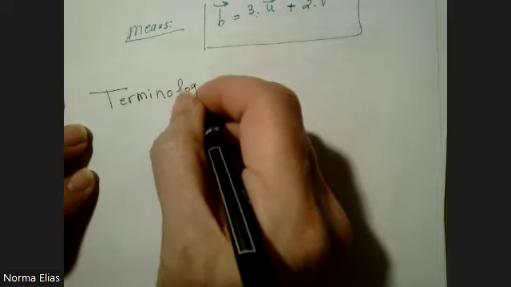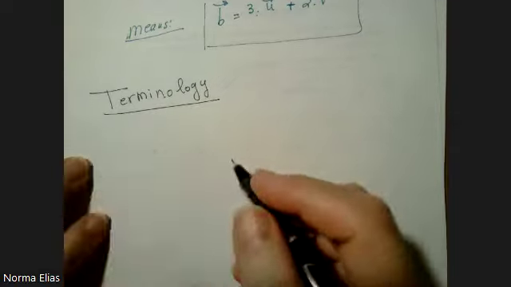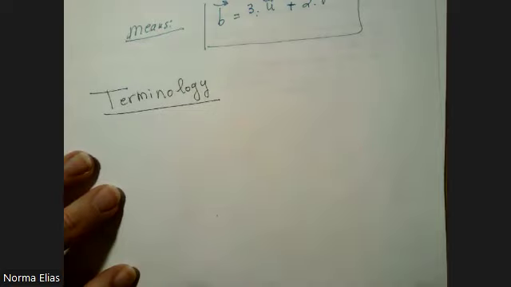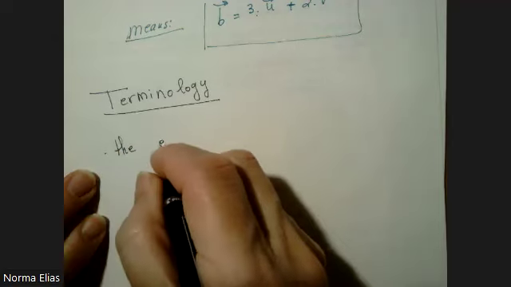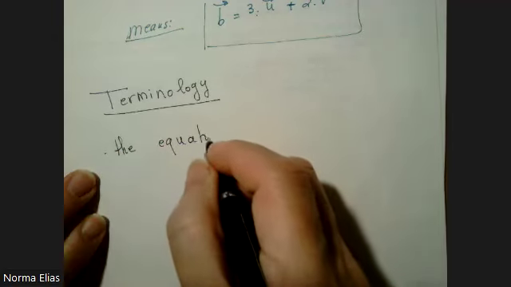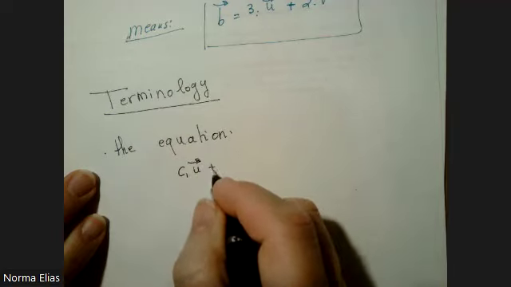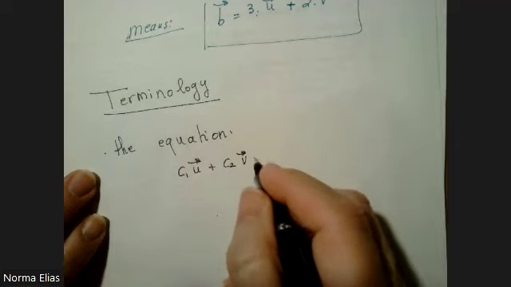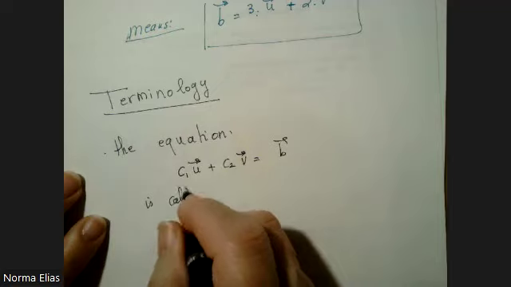Please, if I'm going fast, it's your job to tell me to slow down, ask a question, or tell me I haven't seen something. So, terminology. I will just give the terminology for 2 vectors. The same idea holds for k vectors. So the equation first, C1U plus C2V equals B, is called a vector equation.